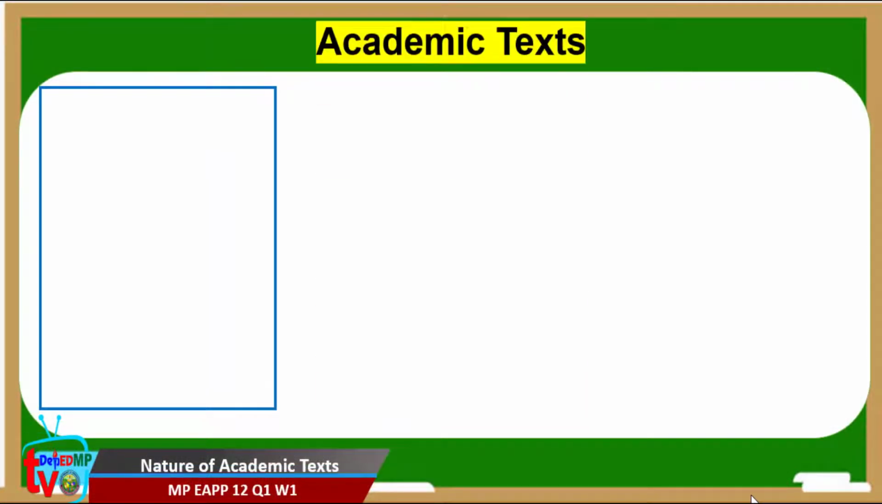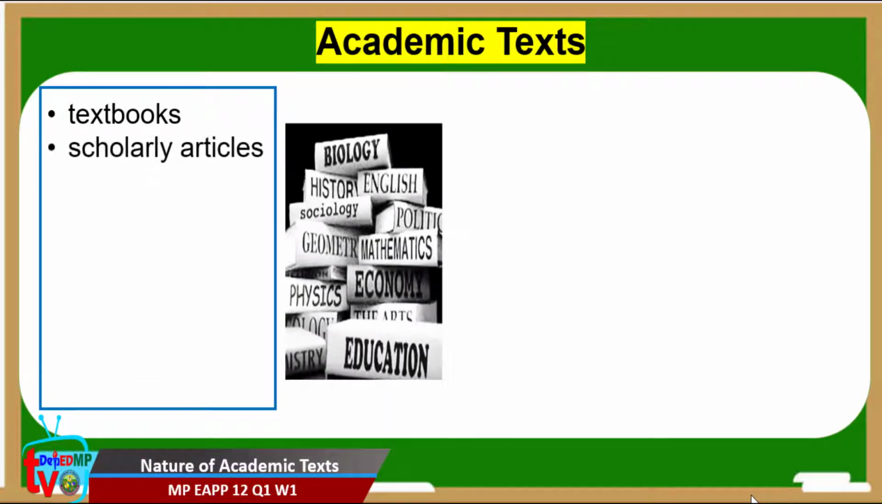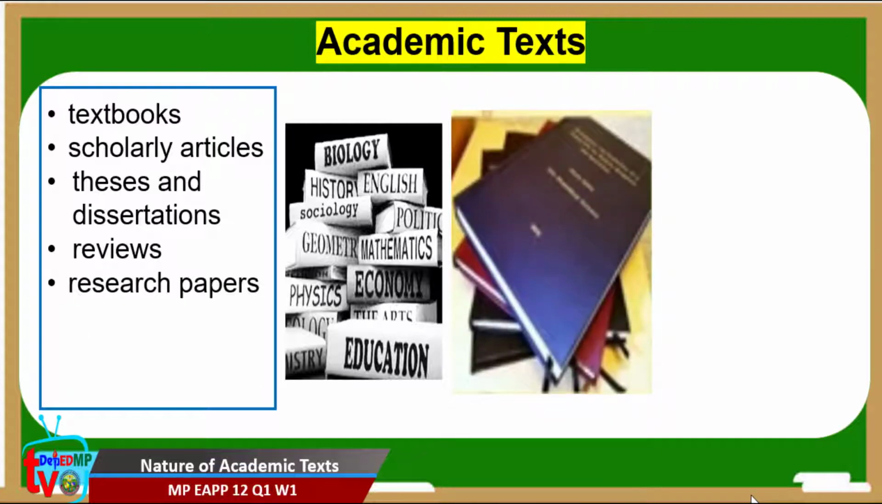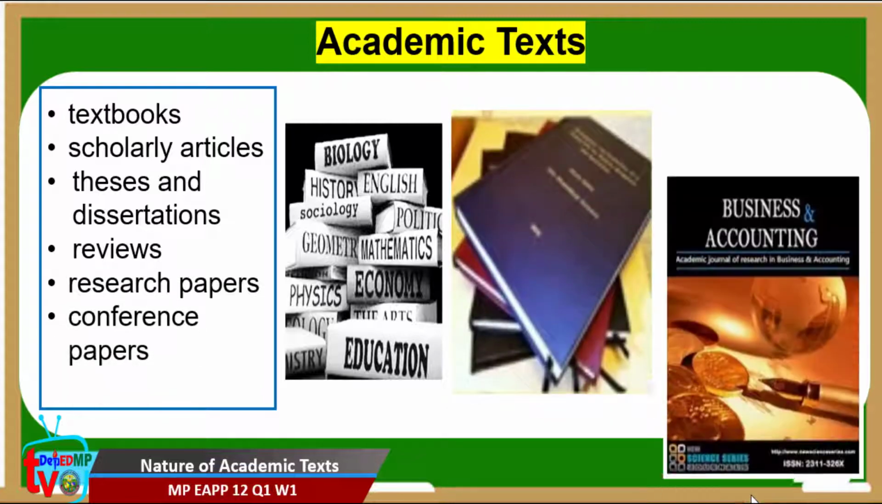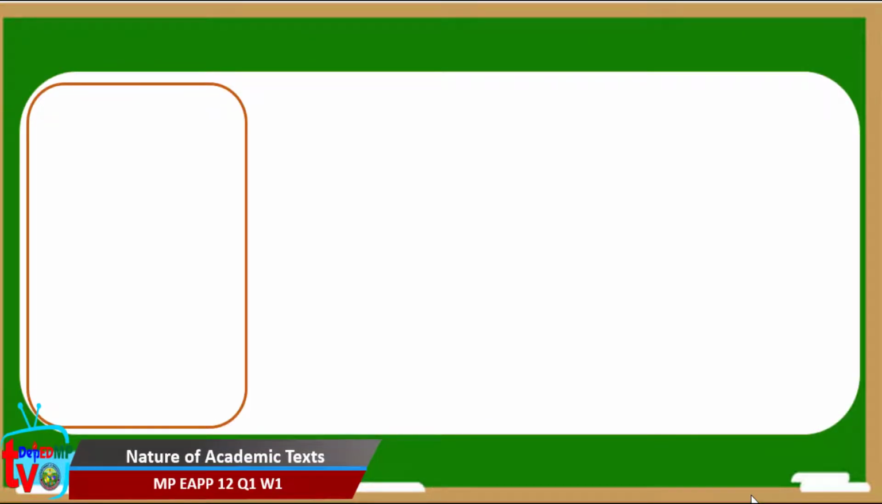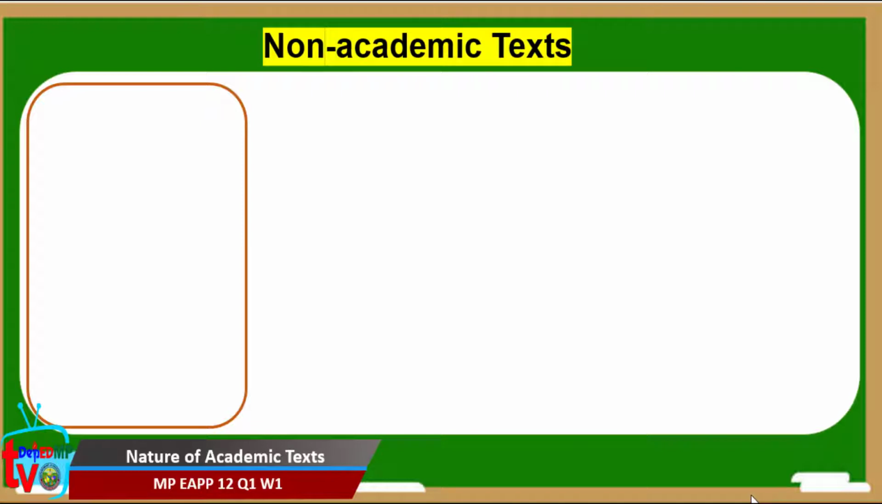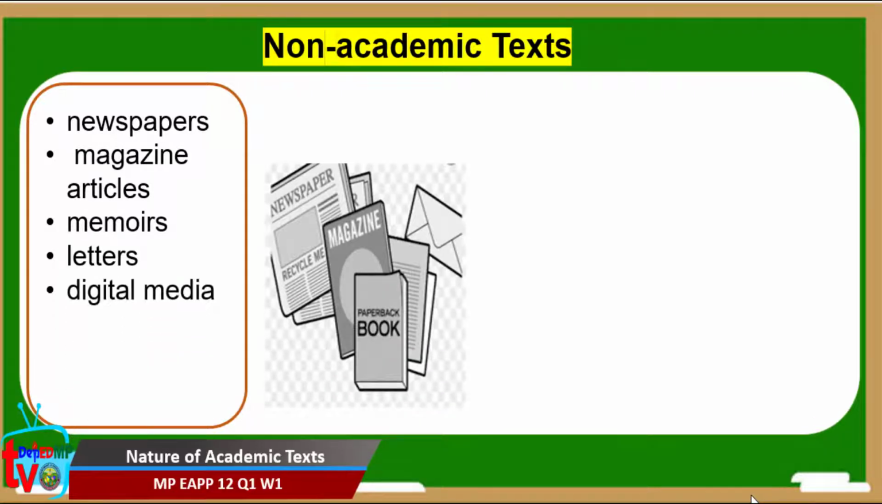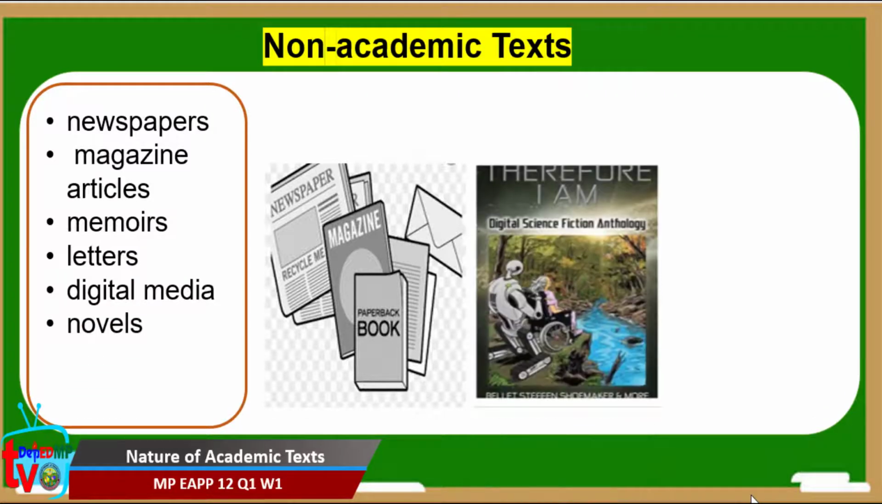We have here some examples of academic texts. We have textbooks, scholarly articles, theses and dissertations, reviews, research papers, conference papers, business reports, and other academic papers. Here are examples of non-academic texts. We have newspapers, magazine articles, memoirs, letters, digital media, novels, internet postings, and other non-academic texts.